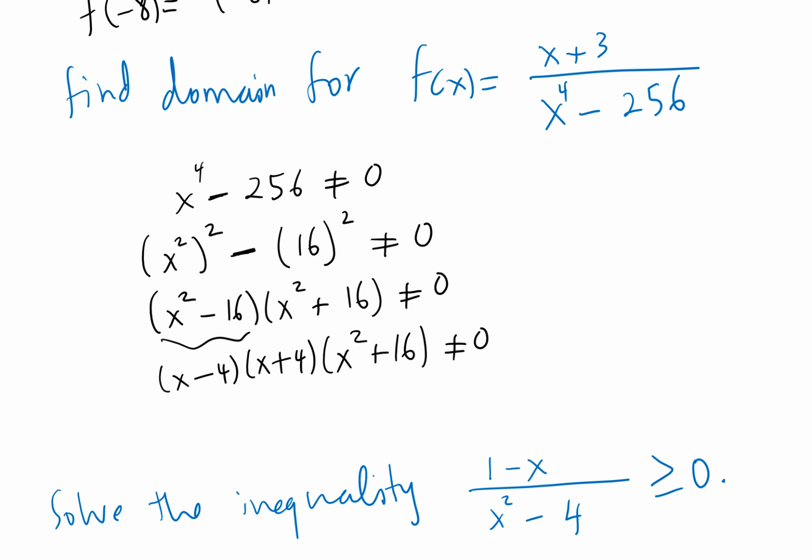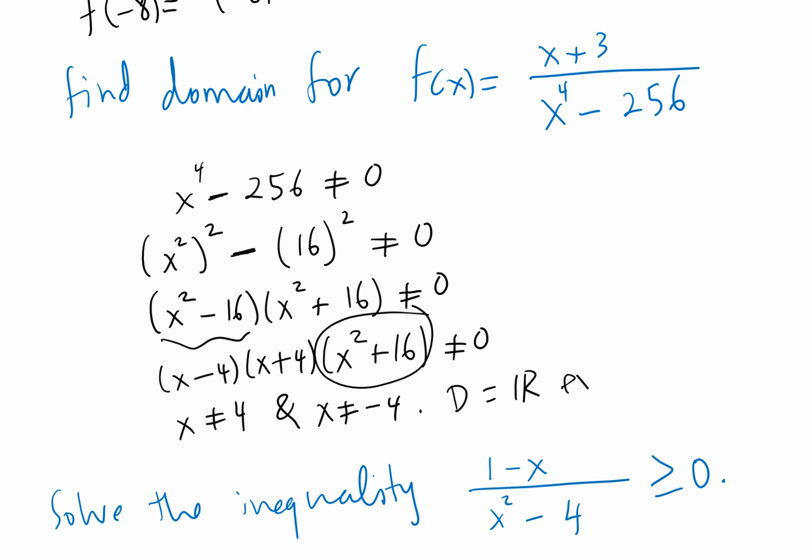So then x cannot equal 4, and x cannot equal negative 4, and this one nothing can be done over the reals. So the domain is going to be all real numbers except 4 and negative 4.